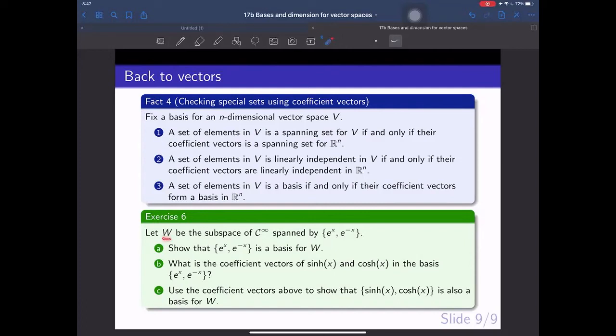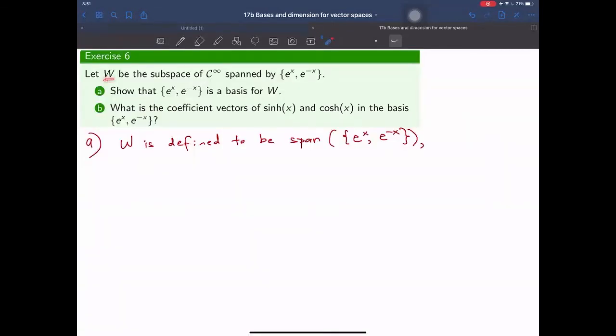Let W be the subspace of C infinity, the vector space of all smooth functions, where W is the span of this set e to the x and e to the negative x. Instead of thinking about the elements of W as being smooth functions, let's now use the coefficient vectors. Our subspace is defined here to be the span of e to the x and e to the negative x. So by definition, this set is a spanning set for W.